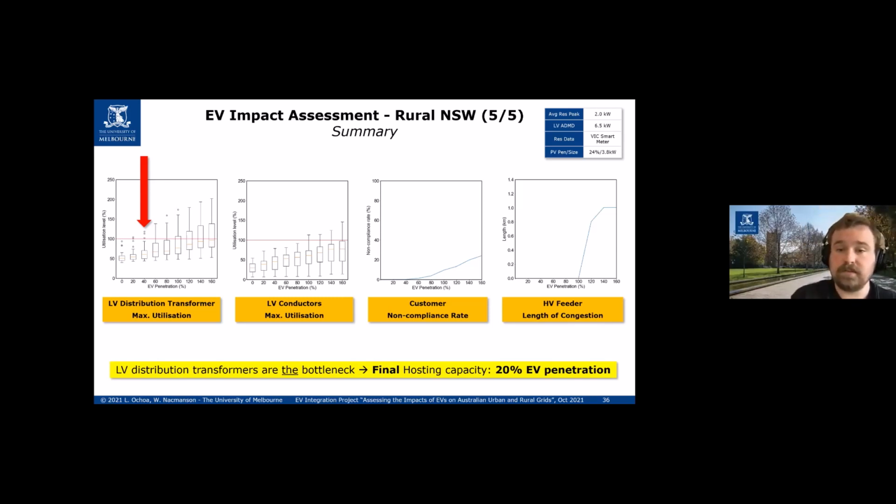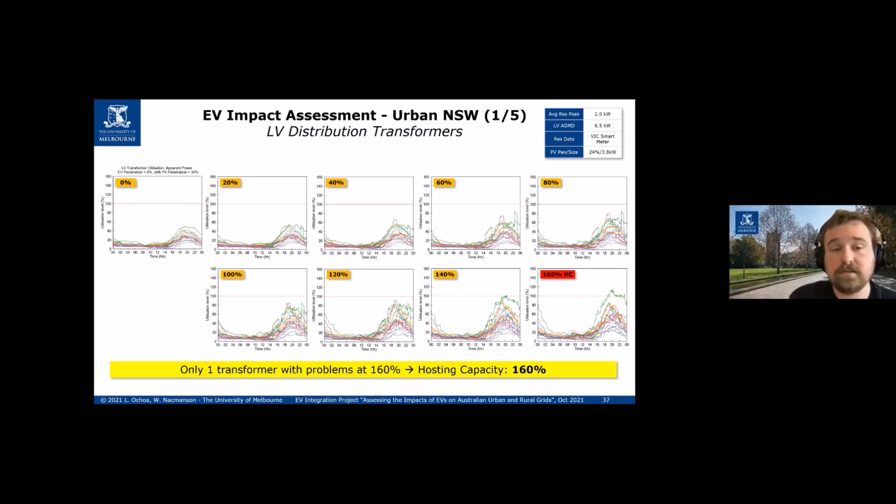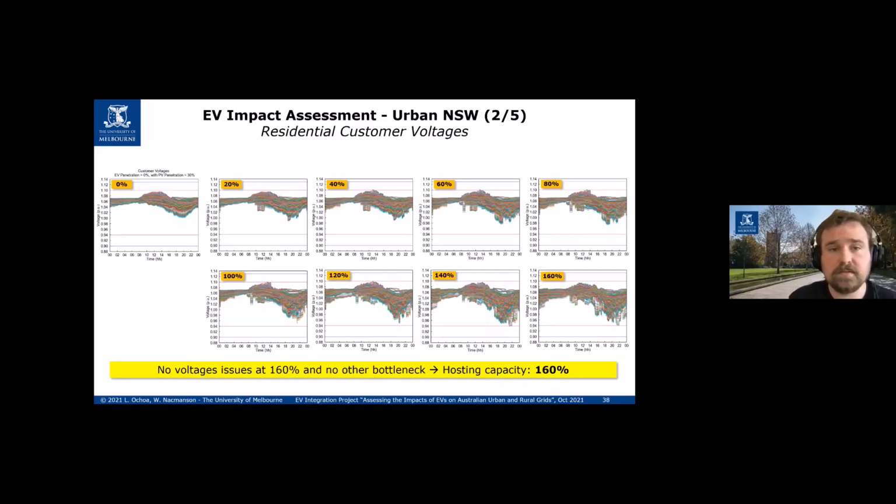So if we move on to the next one, please. Here we're looking at New South Wales again, but the urban feeder. We've got a slightly higher PV penetration installed capacity, but we can see the impacts, particularly for these LV distribution transformers, are much different. Here, at the maximum EV penetration, we only have one transformer overloading. So that is the limit of our hosting capacity there. And it's only slightly overloading, so you could argue that no more than 160% is our limit. So we can already see there's a vast difference between feeders. And we move into the customer voltages.